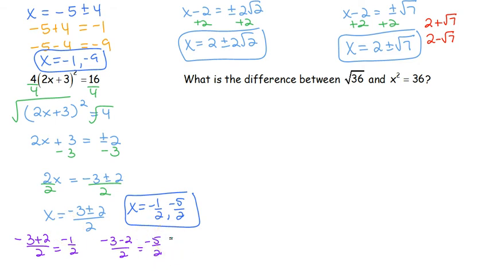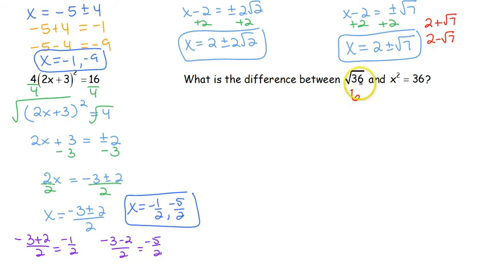Alright, last question. What is the difference between the square root of 36 and x squared equals 36? Because there is a huge, huge difference. Think about it. Press pause so you can think about it for a second. Alright, so the square root of 36, this is equal to 6.